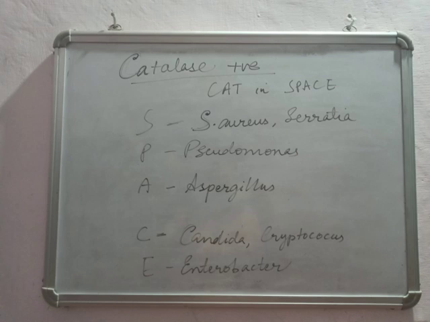Now tell me one thing. Staphylococcus aureus, Serratia and Pseudomonas. Can you tell me one special feature which is common to all three of them? Yes, all of them produce pigment. Staphylococcus aureus, yellow pigment. Serratia, red pigment. Pseudomonas, greenish or bluish pigment. There is one small difference. The pigment which Serratia and Staphylococcus aureus produce is non-diffusible. But Pseudomonas pigment is diffusible.